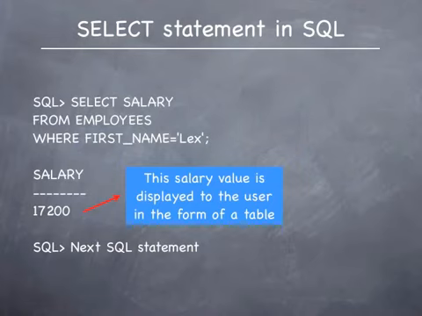First off, here is a query that is written at the SQL prompt. The query reads as select salary from employees where first name equals Lex. The salary of the employee Lex is being retrieved by the query and the value was 17,200. If queries are written at the SQL prompt, their output is displayed in the form of a table. After the output has been displayed, the cycle of waiting for the next SQL statement continues and you are returned back to the SQL prompt.